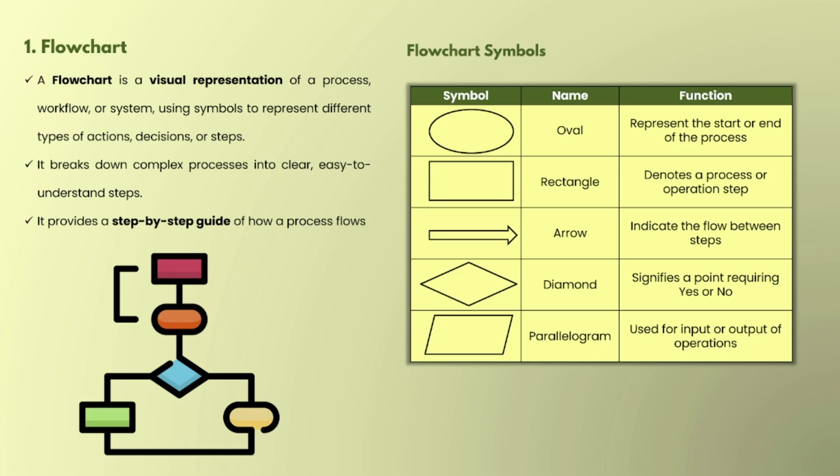Then an arrow indicates the flow between steps, meaning from one step to another step we will show it by an arrow. Then a diamond signifies a point requiring a yes or no, meaning it is a decision-taking element. Then a parallelogram is used for input or output of operations. So using these symbols we will build a flowchart.